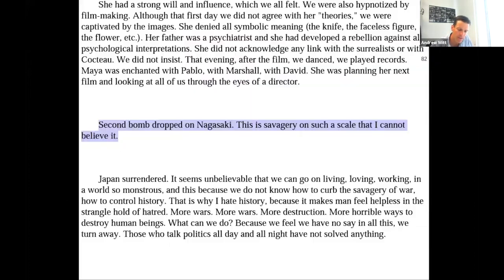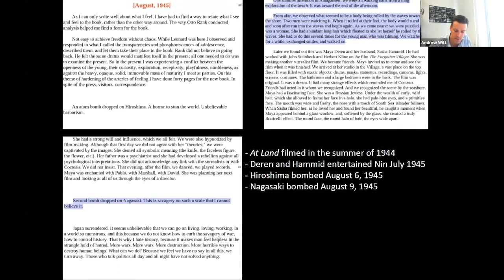But Nin also bookends her passage of meeting Deren with another catastrophe. Second bomb dropped on Nagasaki. This is savagery on such a scale, I cannot believe it. But what is striking about this account are the dates of Nin's diary. The entry was penned in early August 1945, and yet Deren had filmed At Land in the summer of 1944. And according to Deren's ledger, Hammid and Deren first entertained Nin in early July 1945, a month before the United States government dropped their first bomb on Hiroshima, August 6th, and the second on Nagasaki, August 9th.